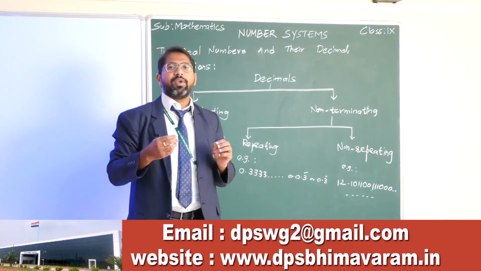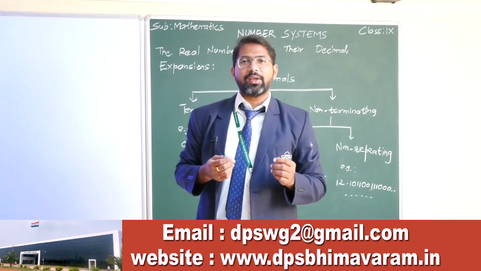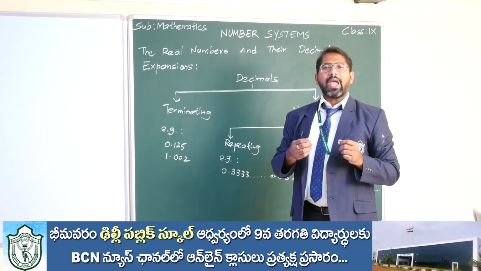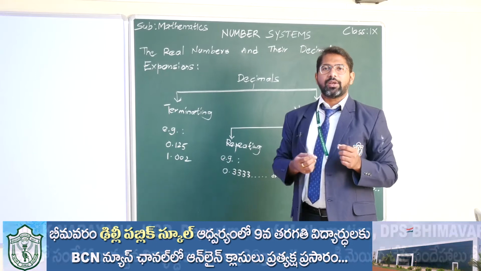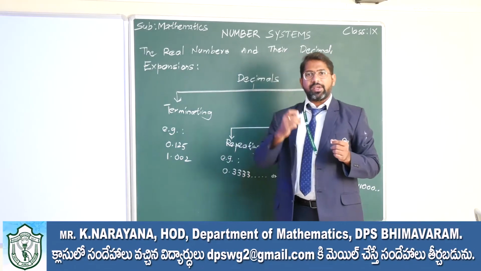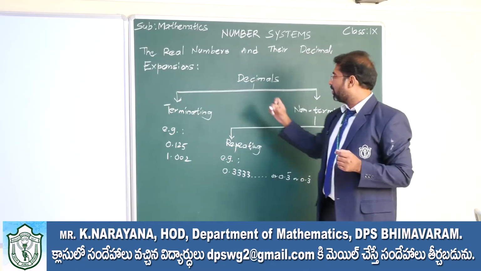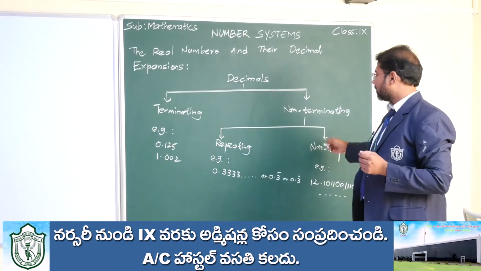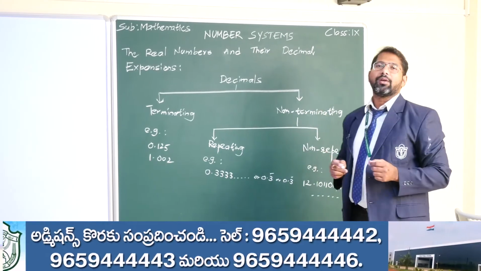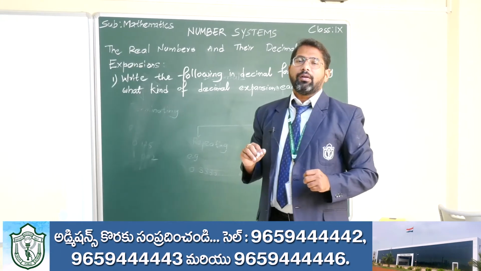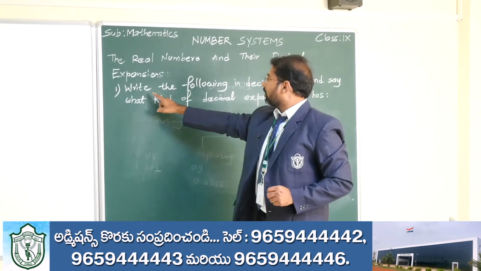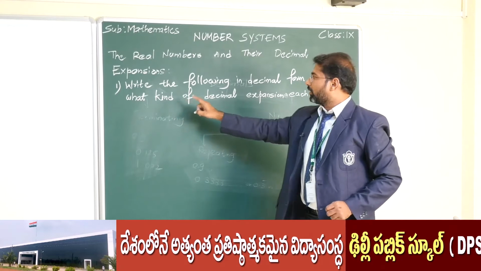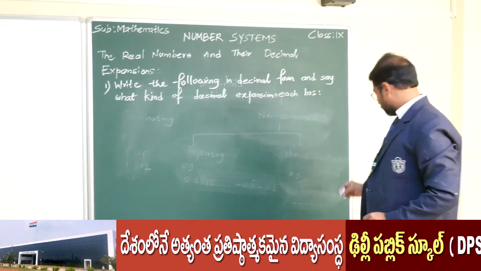Now we will solve a few examples which are rational numbers. We will do actual division and we will check whether the given rational number is a terminating decimal or non-terminating repeating decimal. After that we will see about non-terminating, non-repeating. Now let us see one example. Write the following in decimal form and say what kind of decimal expansion each has.